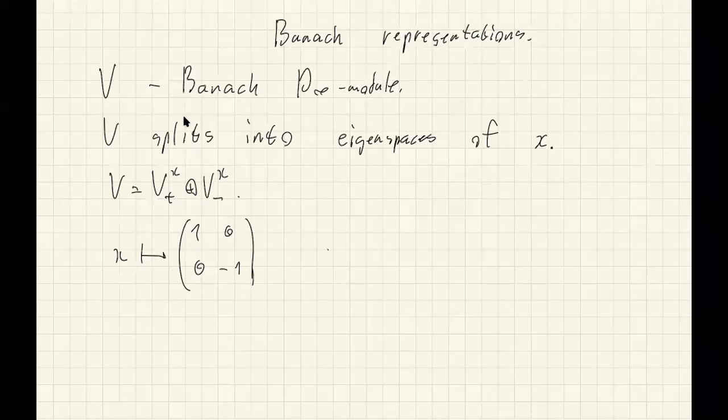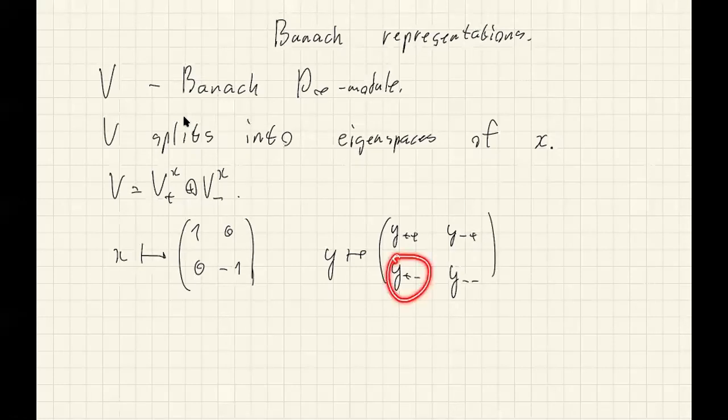And Y has the form of a matrix, but we don't know much about elements of this matrix, but we just denote them as follows: Y plus plus, Y plus minus, Y minus plus, and Y minus minus. The idea here is that Y plus minus acts from V plus to V minus X.